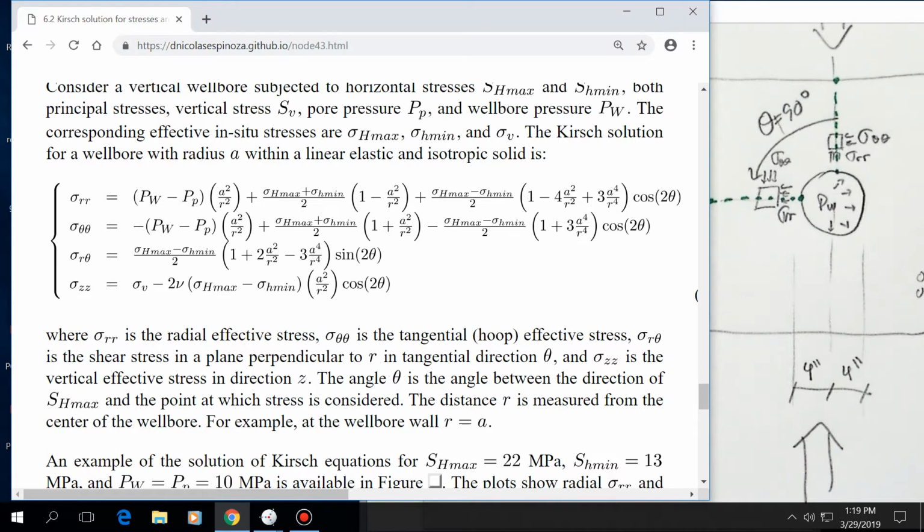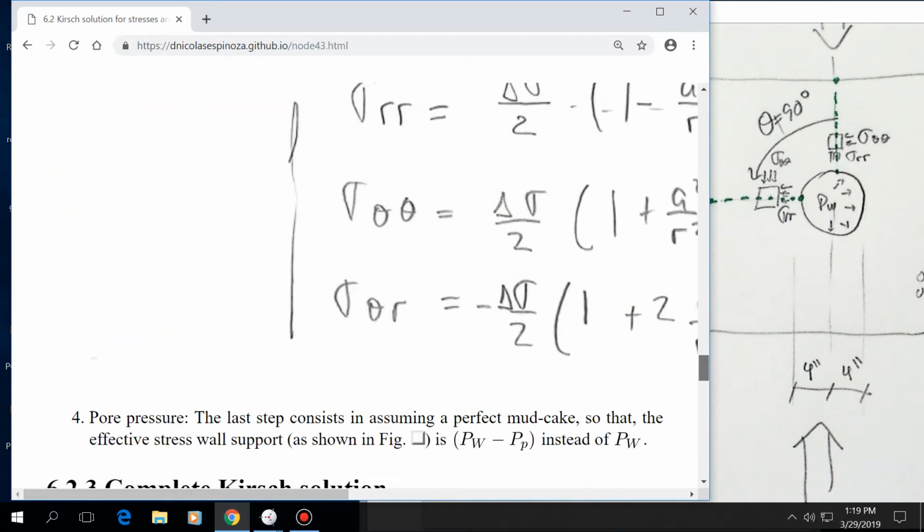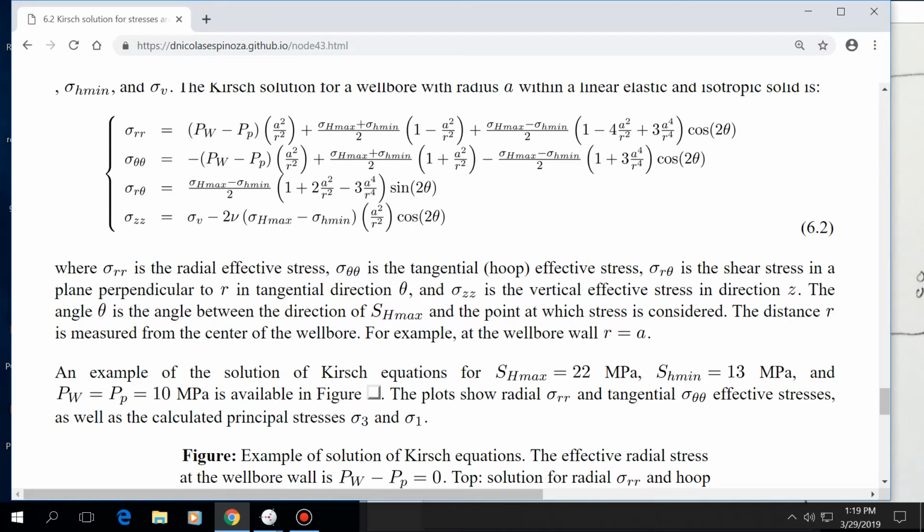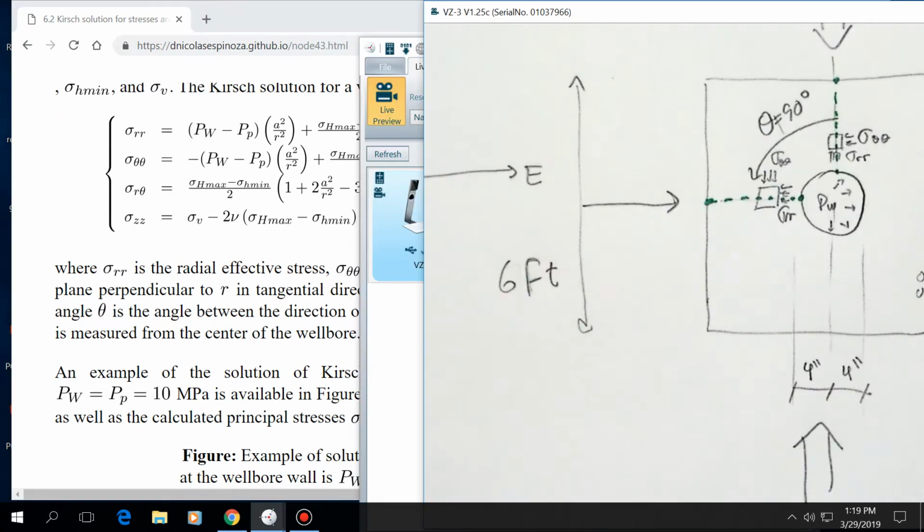You have 4 equations, but I'm asking you just to solve the top 2. We were given 2 thetas and 2 PWs. Yes, the 2 thetas are for the same problem, but PW 3200 and PW 4000 are 2 different problems. So for the first one, we'll have just 2 equations, because we'll have theta equal to 0 for both sigma RR and sigma theta theta.